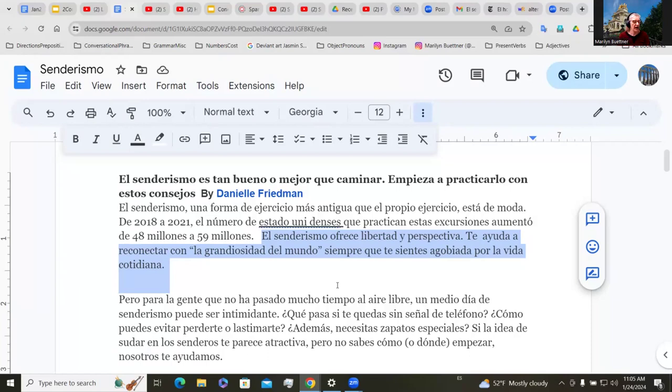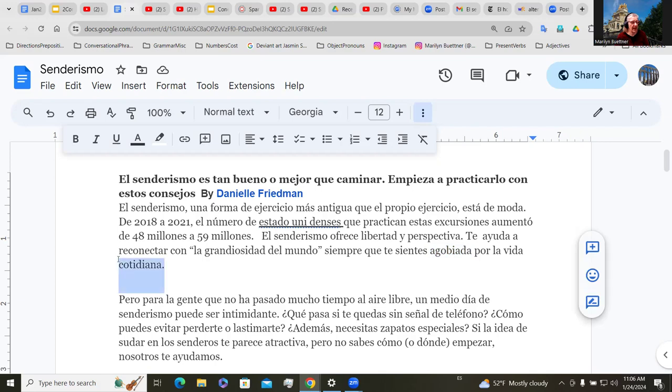Eso sí. Hiking offers freedom and perspective. It helps you to reconnect with the immensity of the world. The bigness of the world, the grandness of the world. Siempre que, every time you may feel worn out by everyday life. Sentir agobiado. O agobiada, como se dice aquí, agobiado, agobiada means exhausted, worn out, right? It's worse than cansado. It's an intensity in a bad way. Agobiado is like completely worn out. See?